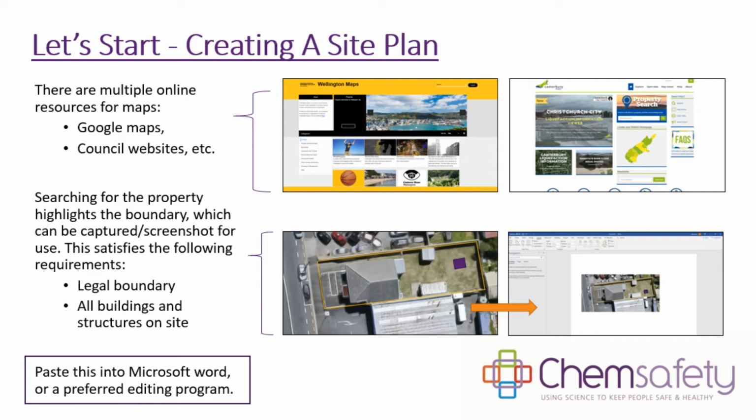In this instance, you could use Google Maps, or if you search for a council website, you can normally find a council map which shows the legal property boundaries. For example, if we chose this random location, we can then highlight it to get the legal property boundary, as well as look at all the property structures which are on that site. From here, you can either screen print or you can use snippets to actually take a segment of this image and transfer it onto Microsoft Word.